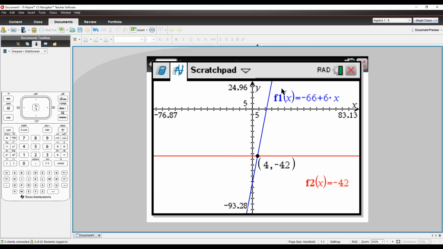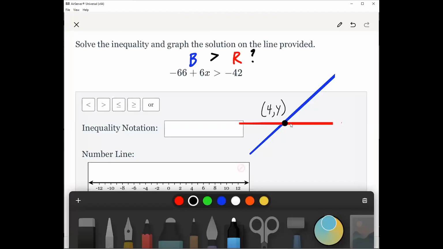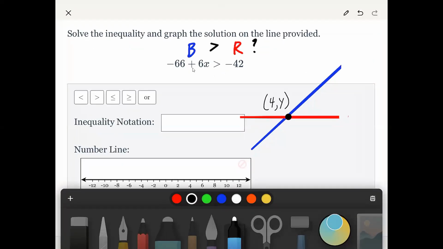So let's go back and finish this question. Now, my graph shows you basically the same thing. The only thing that it doesn't show you is the y coordinate. And the reason I didn't put the y coordinate is I don't care about the y coordinate. The only thing I care about is the x.